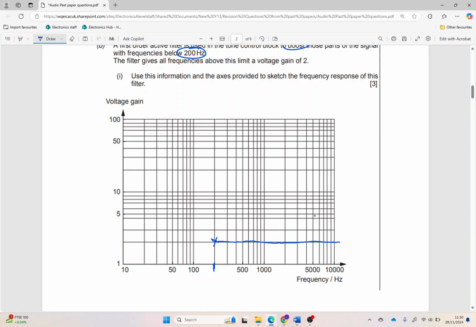And then I'm going to draw a 45-degree line going up. Obviously I can also put an extra point in, but that's 200 hertz. I can go down by a factor of 10 to 20, and then if that was 2, I can go up to 20 hertz as well, and that will aid me in drawing my line at 45 degrees. So 45 degrees, like so.